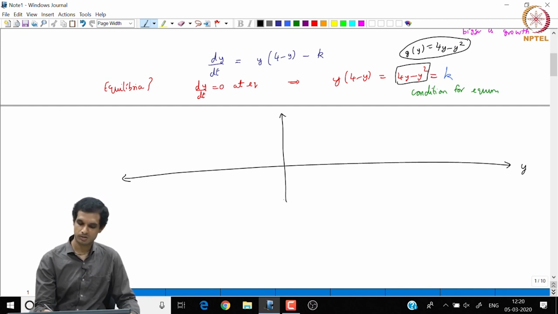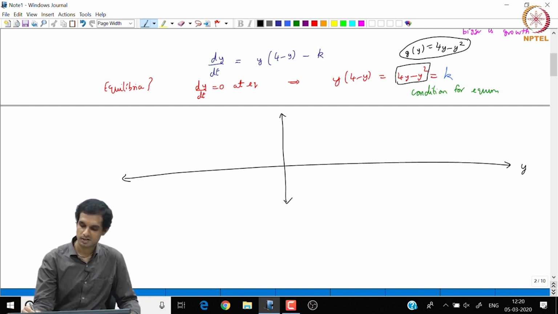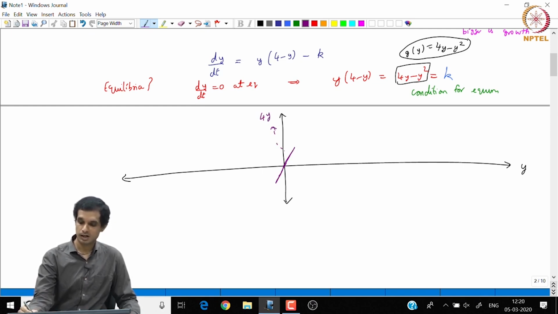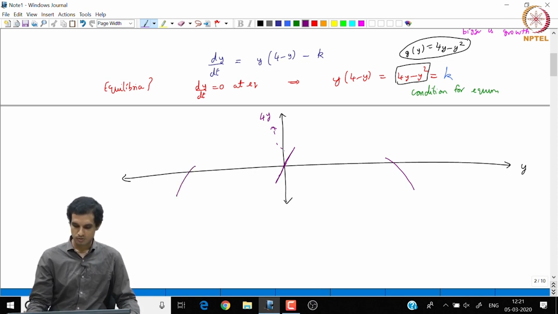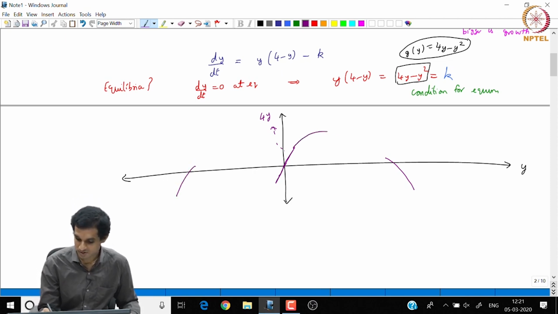Now, how does this function look graphically? When y is really small, this looks like the linear function 4y. So, this line looks like 4y. As y becomes really large, it begins to look like the minus y square graph, because minus y square dominates 4y when y is really large. The minus y square graph looks like an inverted parabola, something like this. So, it has to do something in between.